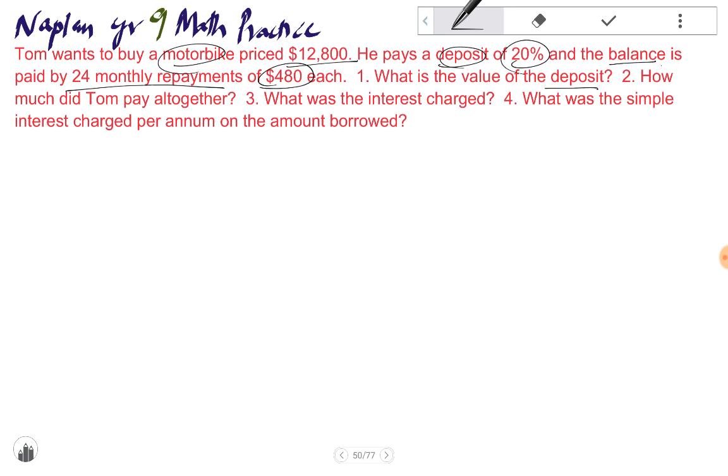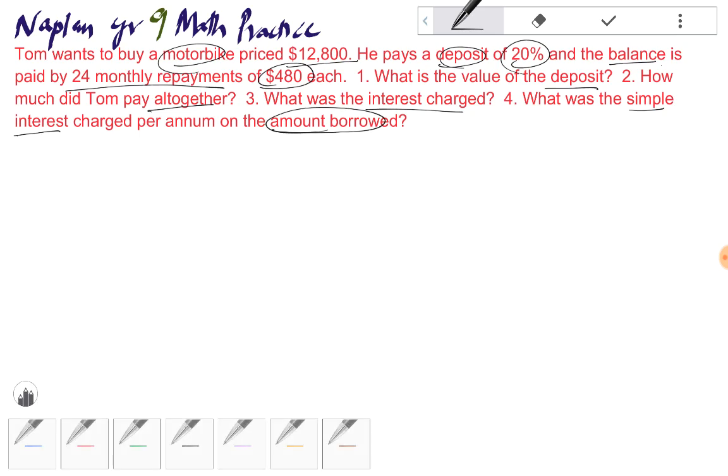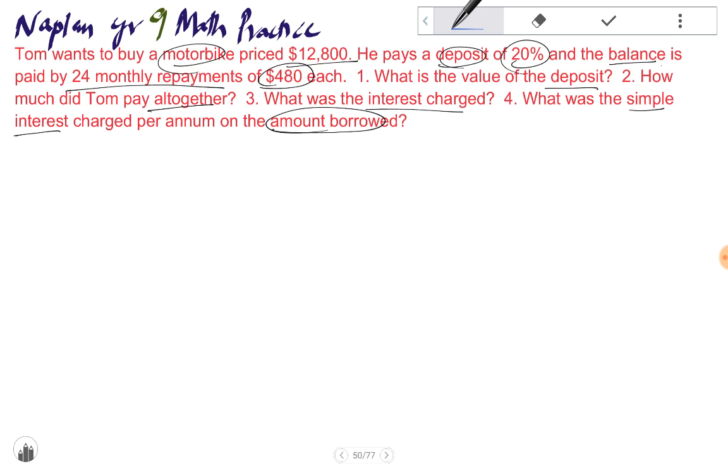Number two, how much did Tom pay altogether? Number three, what is the interest charged? And number four, what is the simple interest charged per annum on the amount borrowed? Okay, so we can solve this problem in 4 parts as per the questions.